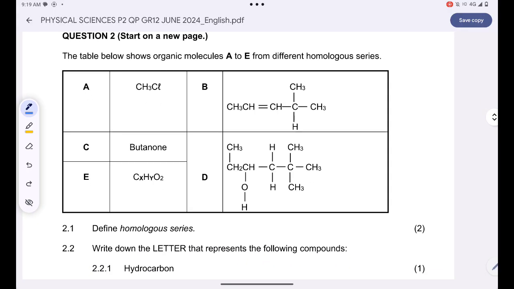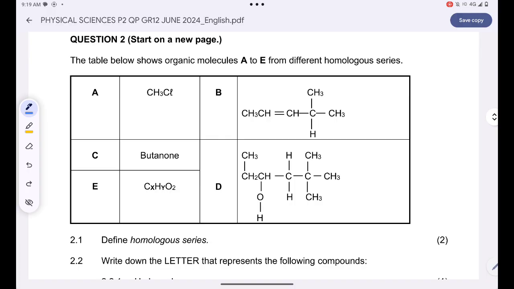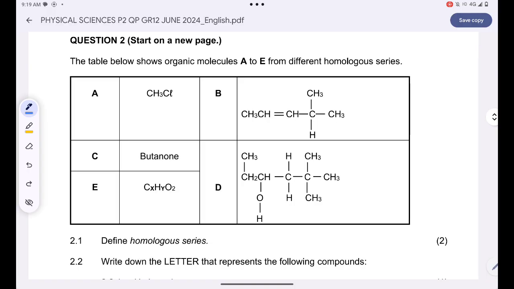Okay, question 2 is just an organic chemistry question. If ever you are given a diagram like this, the first thing you need to do is, if you are given a structural formula, you must just write down the IUPAC name. And if you are given an IUPAC name, you must just draw the structural formula. But sometimes you are given molecular formulas like that. The first thing you need to do is draw the structural formula and then write down the IUPAC name, before we can start answering the questions. Okay.